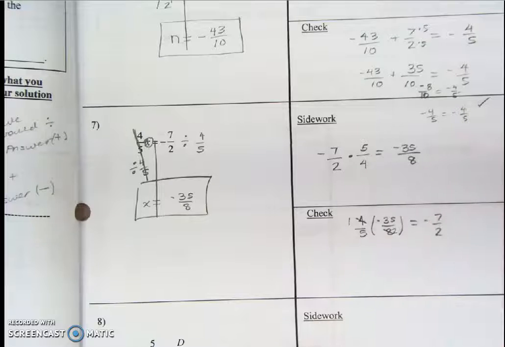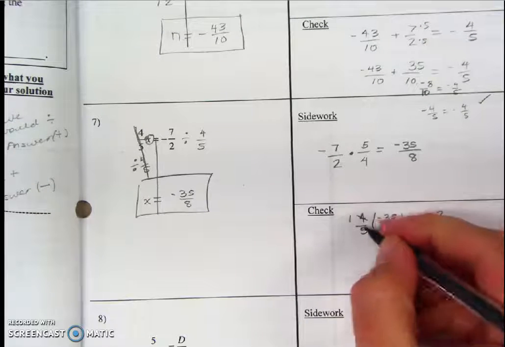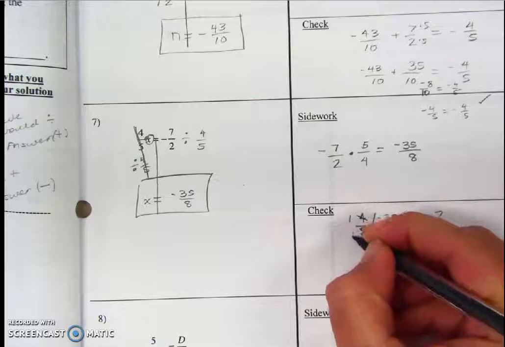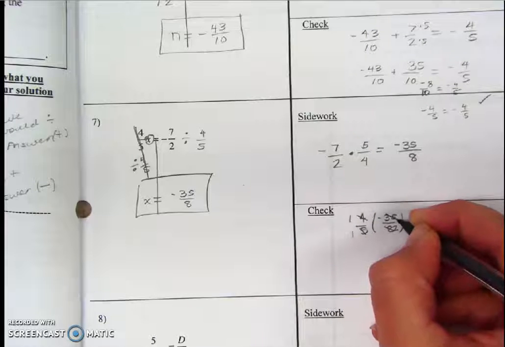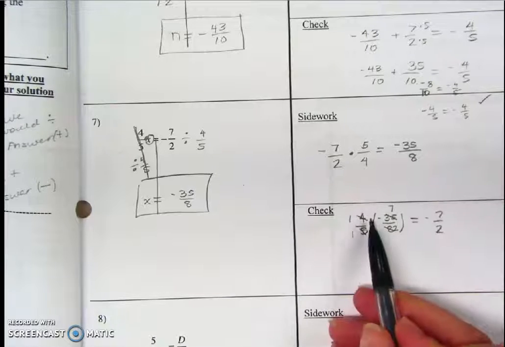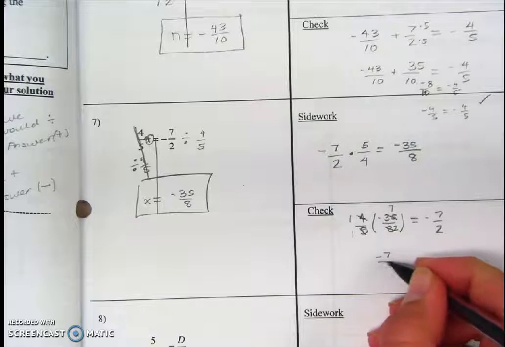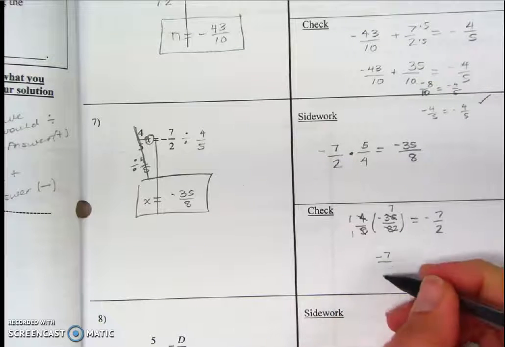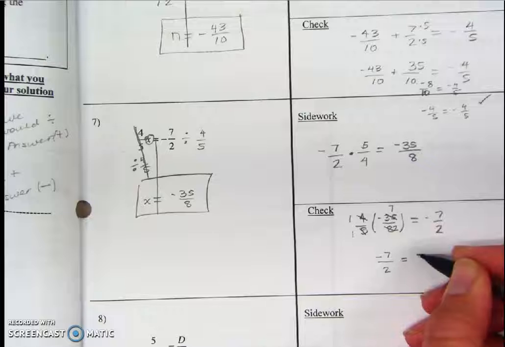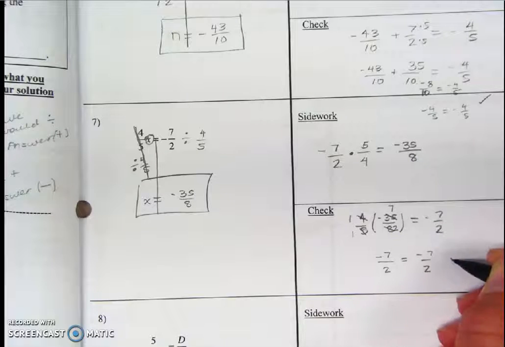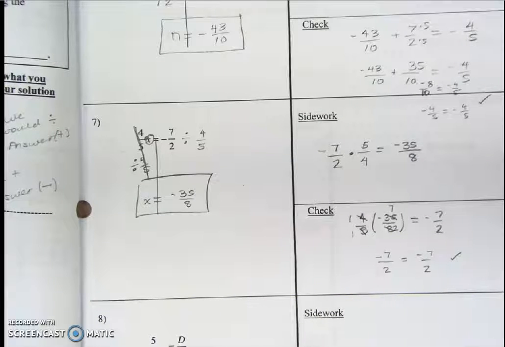Now 5 and 35 both have 5s. How many 5s can I take out of 5? 1. How many 5s can I take out of 35? 7. So now it says 1 times negative 7, which is negative 7, over 1 times 2, which is 2. And it does come out equal to negative 7 over 2. So we know we're right.